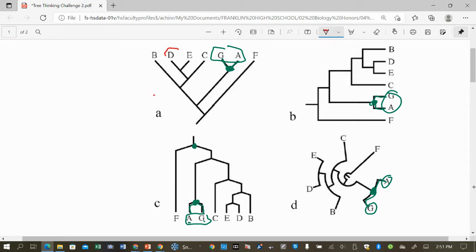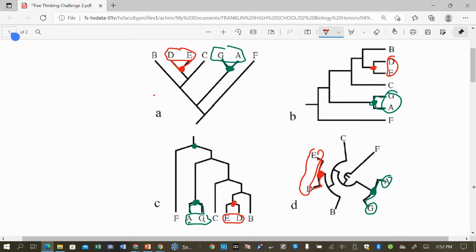So how about D and E? D and E share a common ancestor with each other, but no one else. And here's D and E with a common ancestor. So that's true here. And then D and E right here. It doesn't matter if it goes ED or DE, as long as they both have this common ancestor here with just each other. And here's D and E. And if you go backwards, here's their common ancestor. So far, all of the trees are the same.